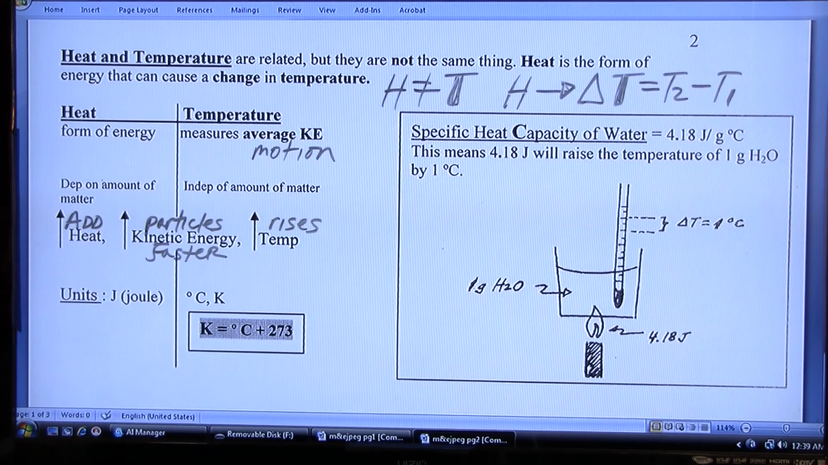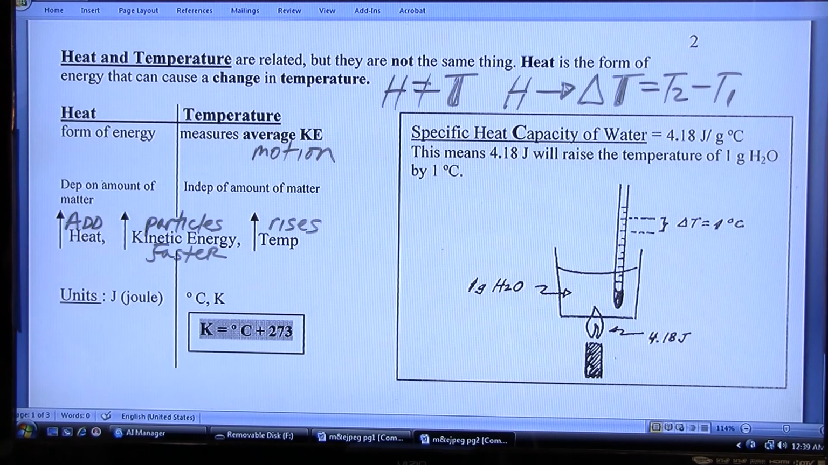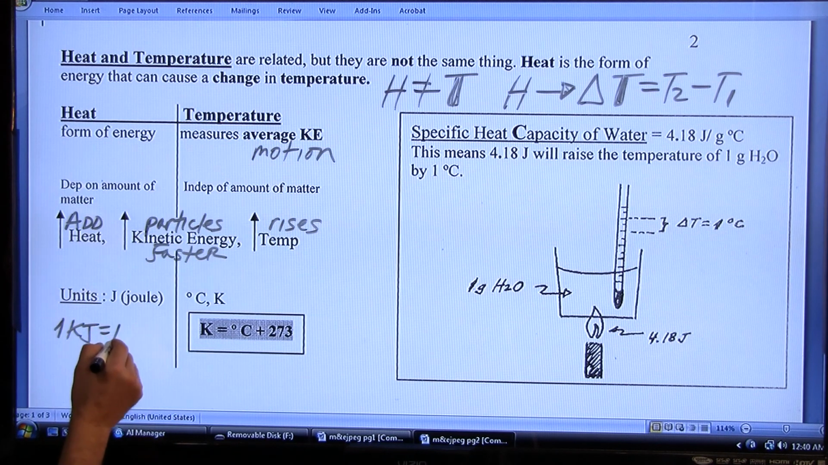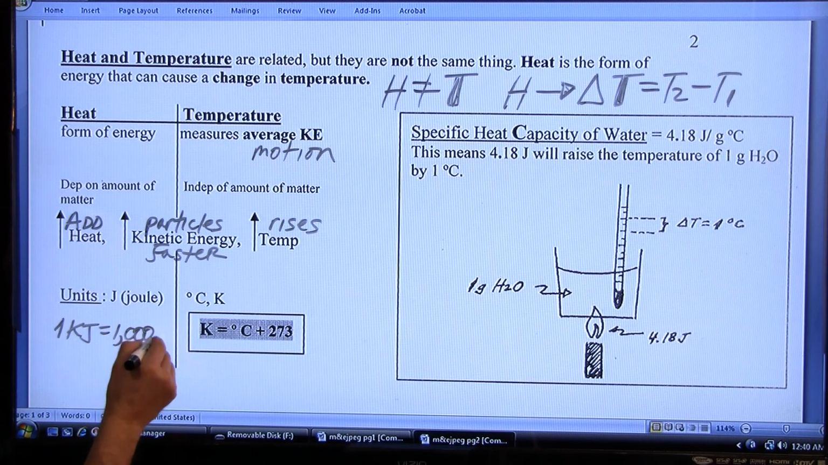Again, heat versus temperature. The units of heat energy, when we measure quantity of heat, is the joule. Units of temperature are degrees Celsius and Kelvin. You might want to note here that 1 kilojoule is equal to 1,000 joules. And we'll use that later in converting back and forth.